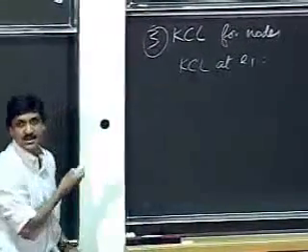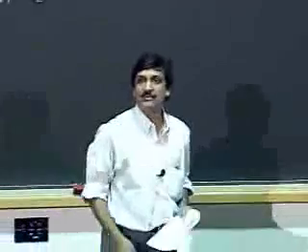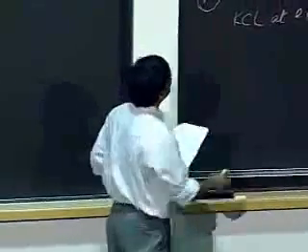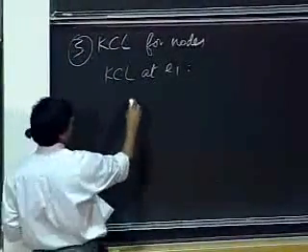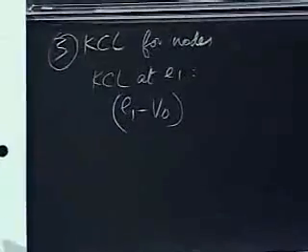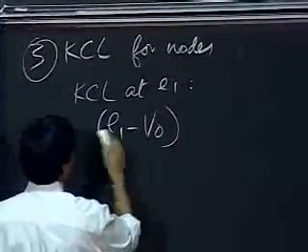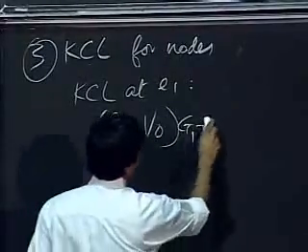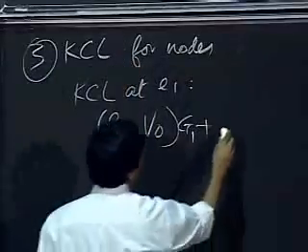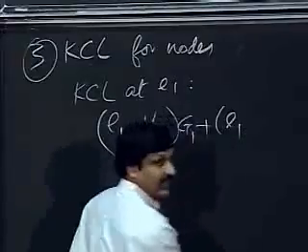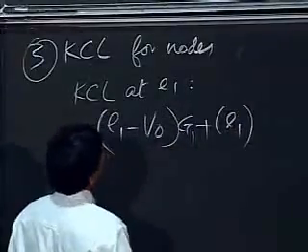So I take node E1, and again, currents going out, I'm going to assume to be positive. So the current going up is (E1 minus V0) divided by R1, so multiplied by G1. That's the current going up, plus the current going down is E1 minus 0. The ground node potential is 0.